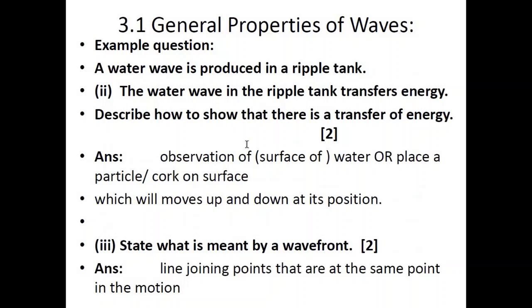Example question. A water wave is produced in a ripple tank. The water wave in the ripple tank transfers energy. Describe how to show that there is a transfer of energy and not matter. Basically, you would simply observe the surface of the water, or place a particle or a cork on the surface of the water. The observation you would make is that the particle or the cork moves up and down at its position and does not move ahead.